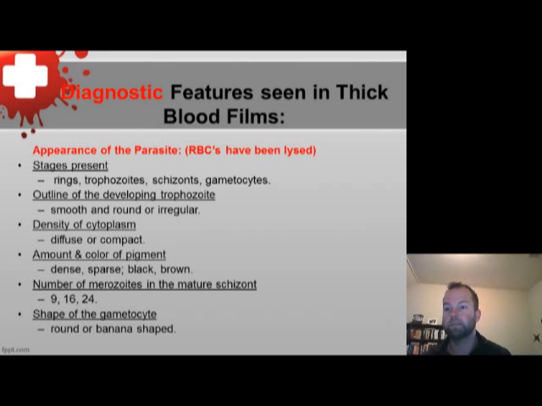The shape of the gametocyte is characteristic in certain species of Plasmodium. Plasmodium ovale, malariae, and vivax can't really be distinguished, but Plasmodium falciparum, however, has a very characteristic banana-shaped gametocyte.